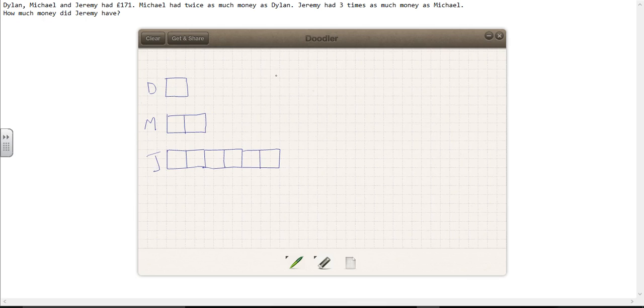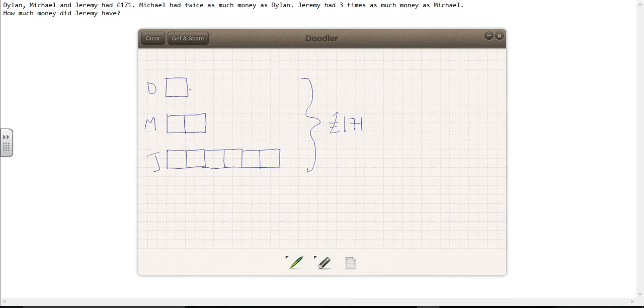Okay, now what other information do we have? We know that the total amount of money that they have here, all of this, is equal to £171. Okay, all of that is equal to £171. And we have all of these equal size parts. Okay, how many equal size parts are there? 1, 2, 3, 4, 5, 6, 7, 8, 9.